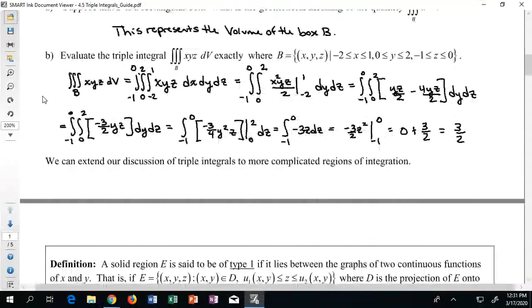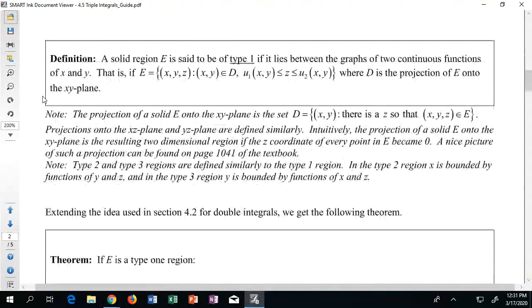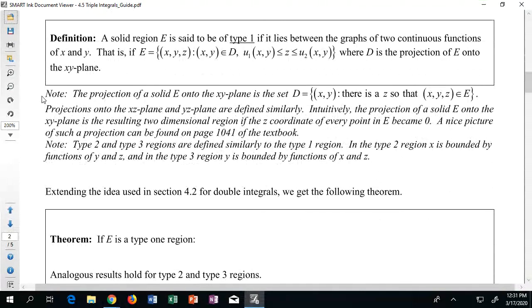Okay, so we want to continue on here and extend what we were talking about with triple integrals to different types of regions that we can try to integrate over. You might recall that when we did double integrals, we had type 1 and type 2 regions, regions that were bounded by a top function and a bottom, or a left and a right. Well, if I'm in 3 dimensions, you can start to imagine you're trapped in some sort of a room.